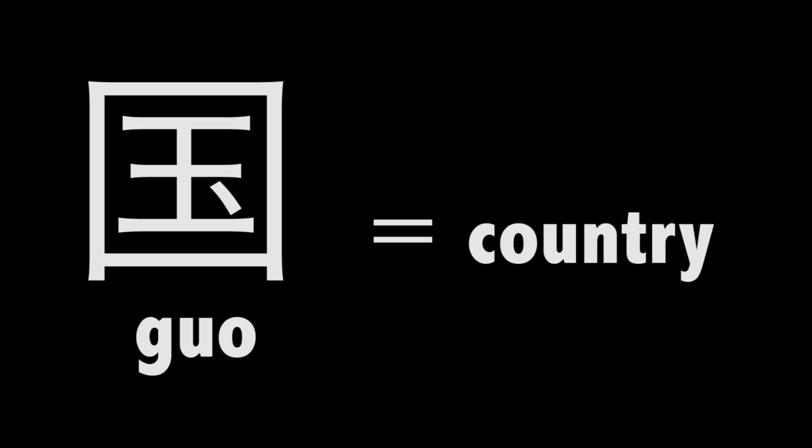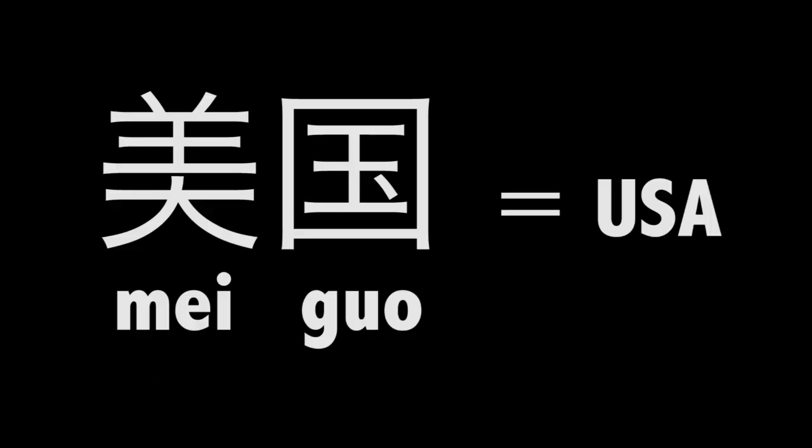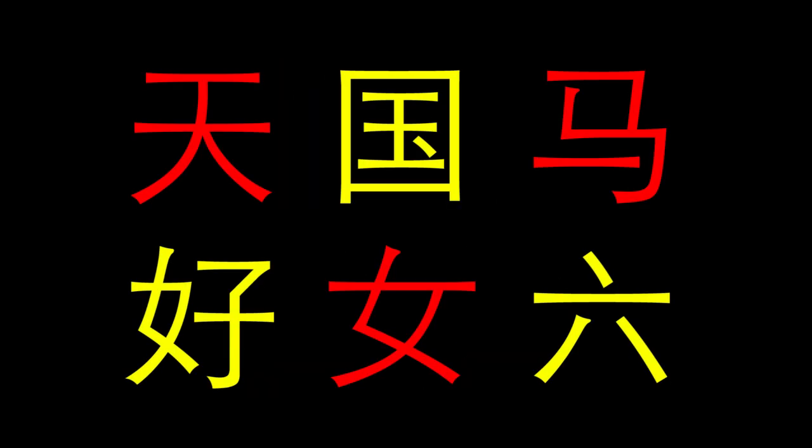This sign means country, 美国, or the beautiful country, that is the USA. Before we go on, let me first show you beautiful girl and handsome man. Tell me which one is which. And also tell me what these 6 characters mean. First say the answers and then proceed.